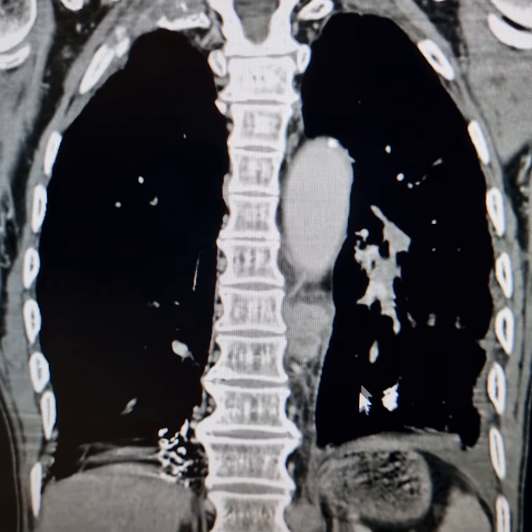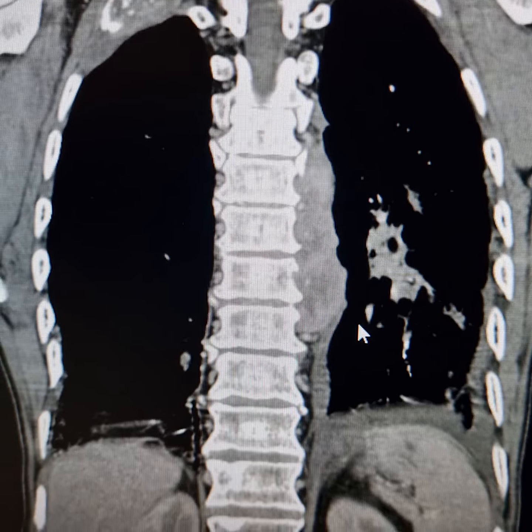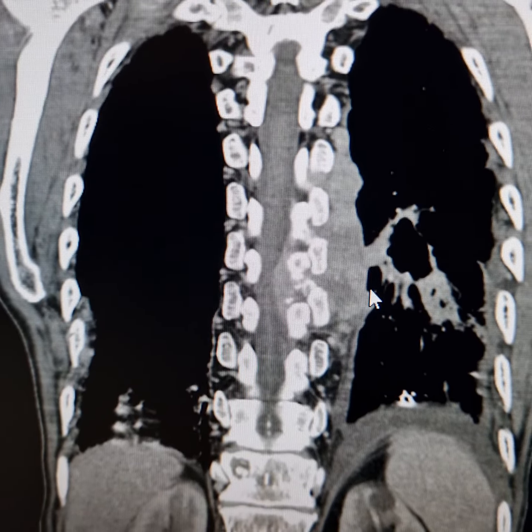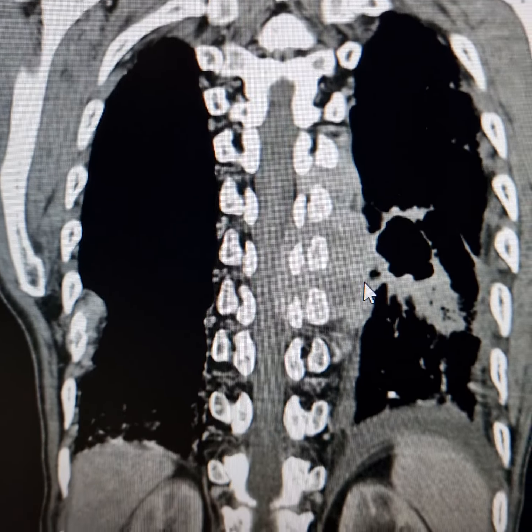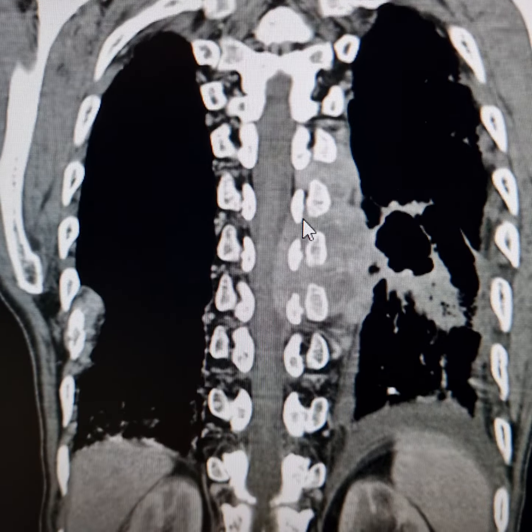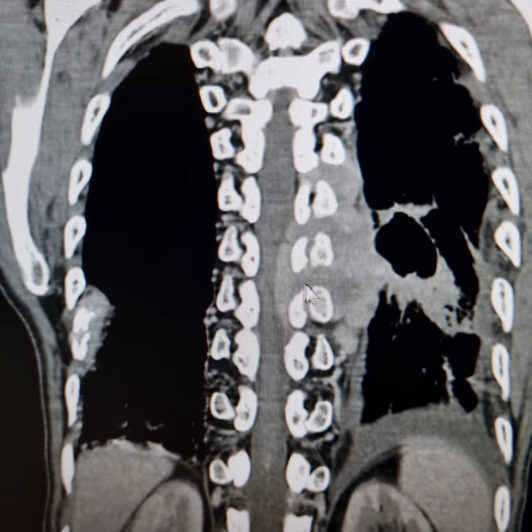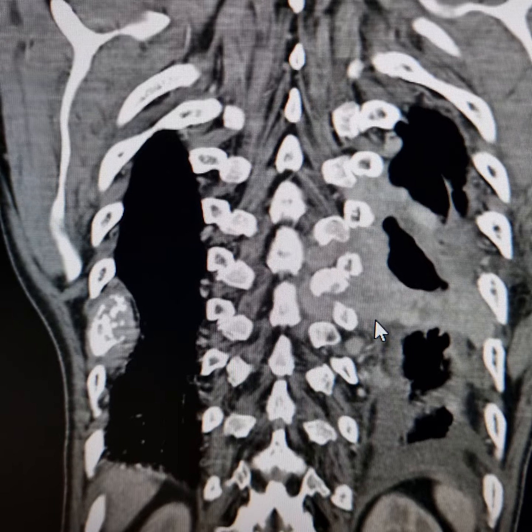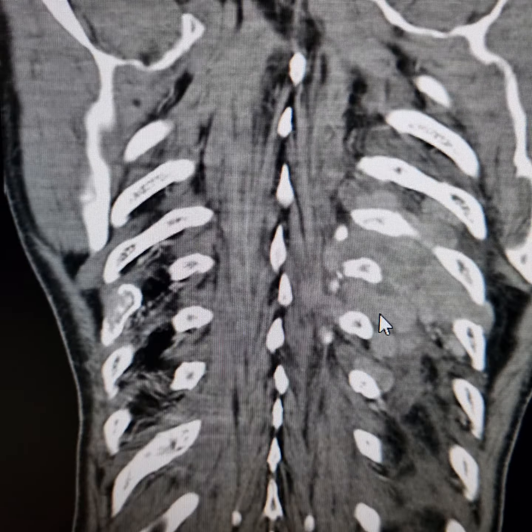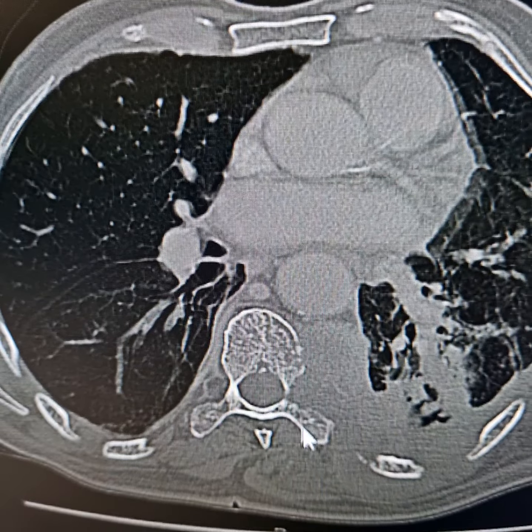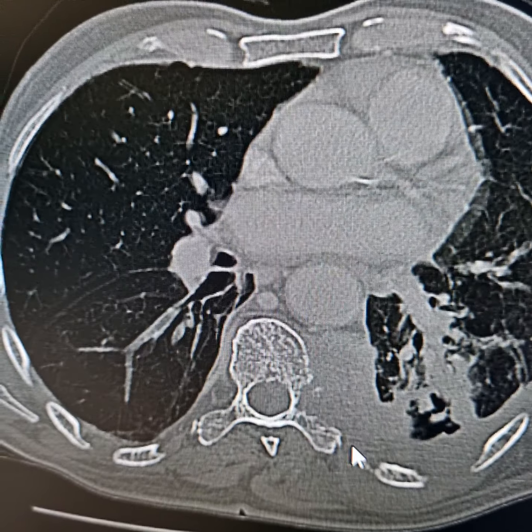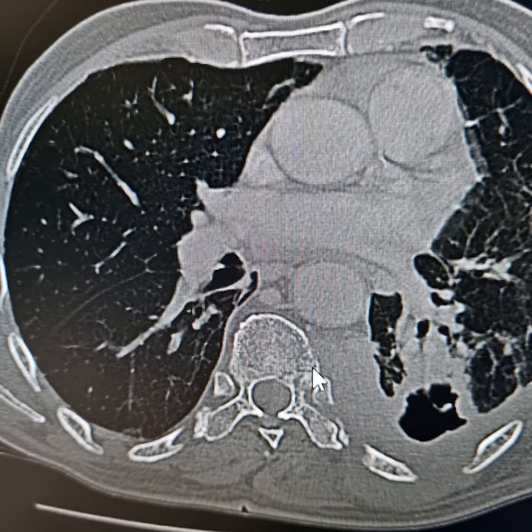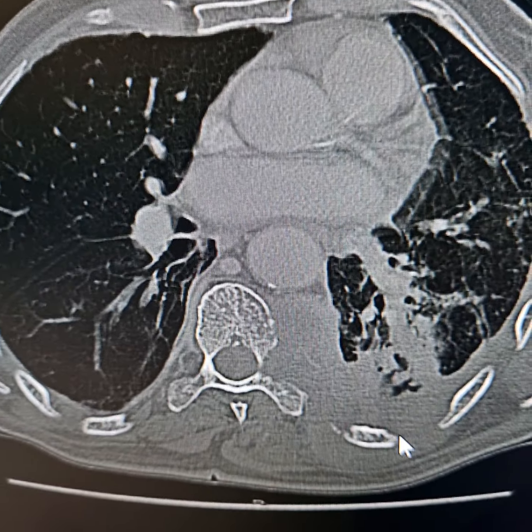This is the coronal scan. I just want to show you the intraspinal extradural extension of the adenocarcinoma. This one here, compressing the adjacent spinal cord. Please observe these erosions of the left transverse process, the adjacent left side of the vertebral body and the left rib here.